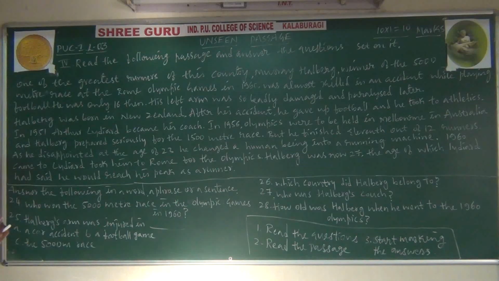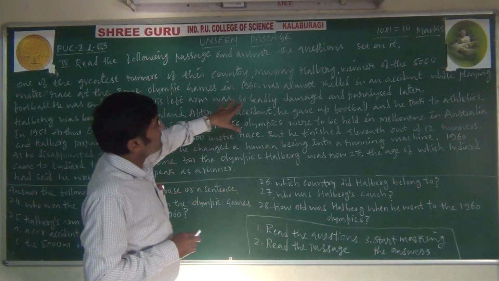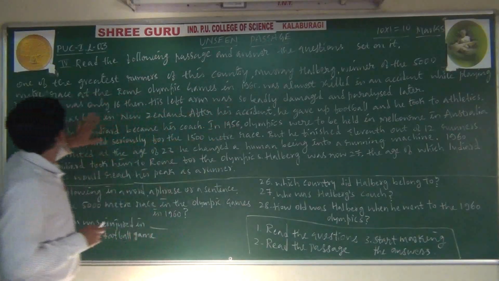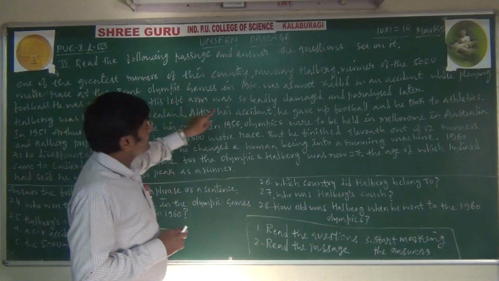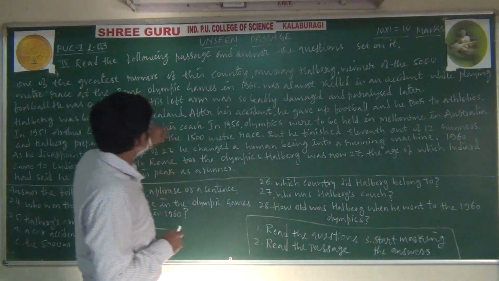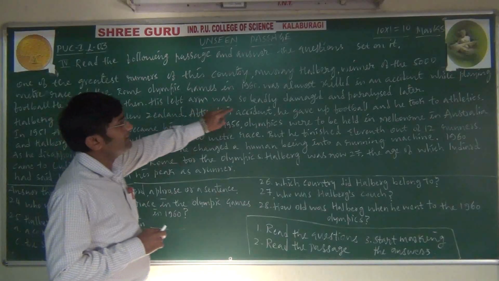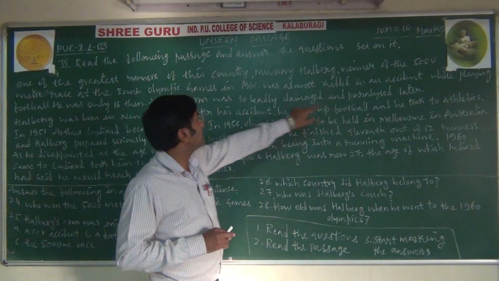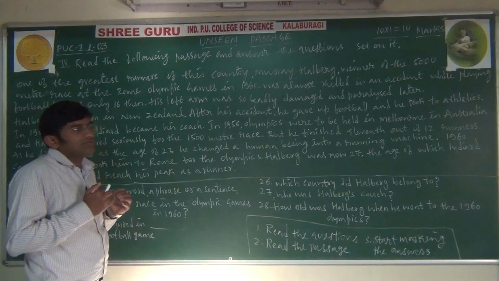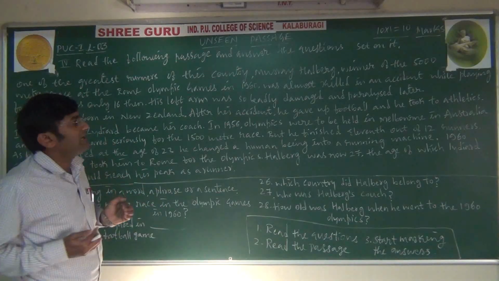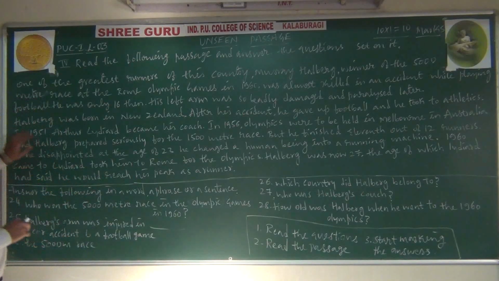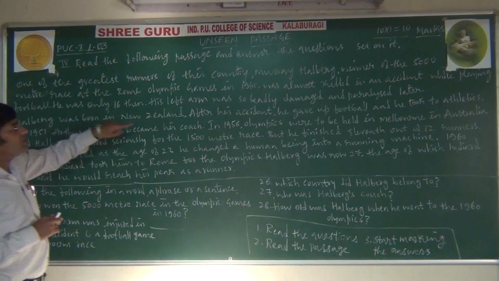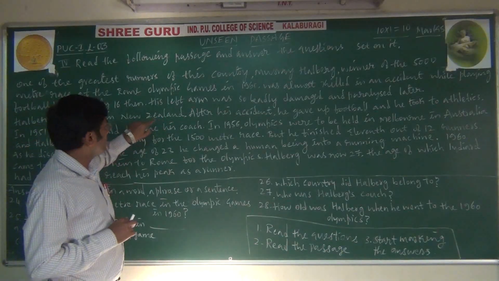So he's there, yes? Then, after this, he was only 16 then. His left arm was so badly damaged that he was paralyzed later. Halberg was born in New Zealand. Where was he born? He was born in New Zealand.